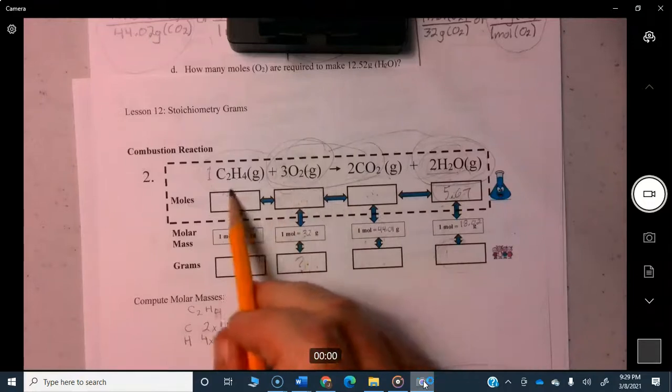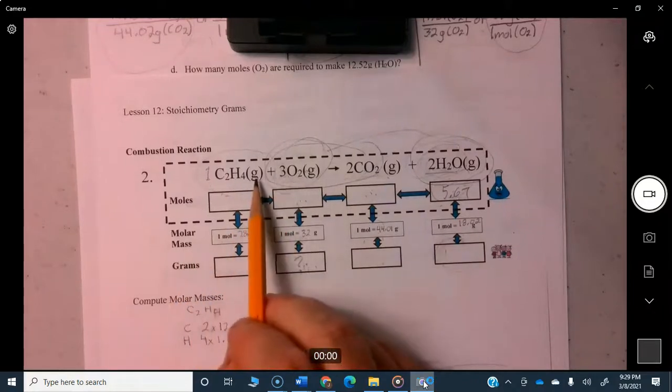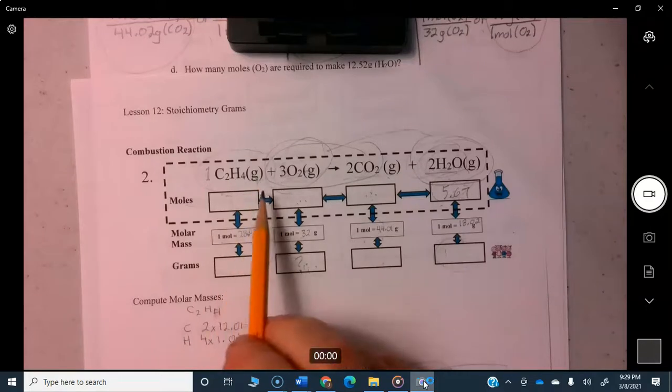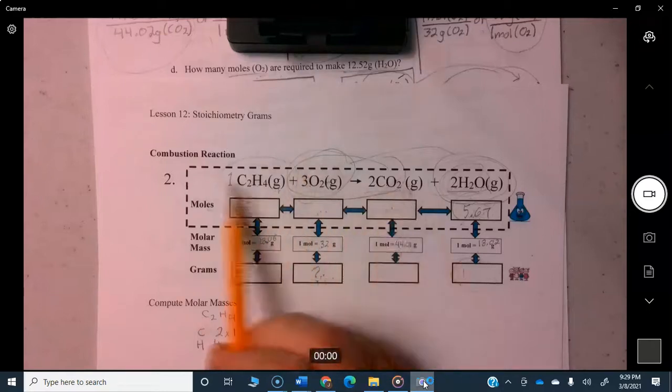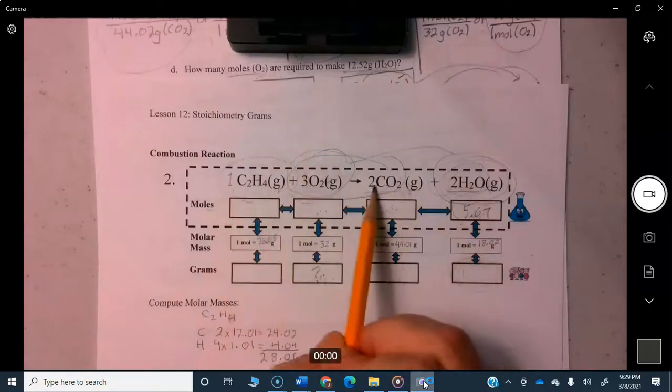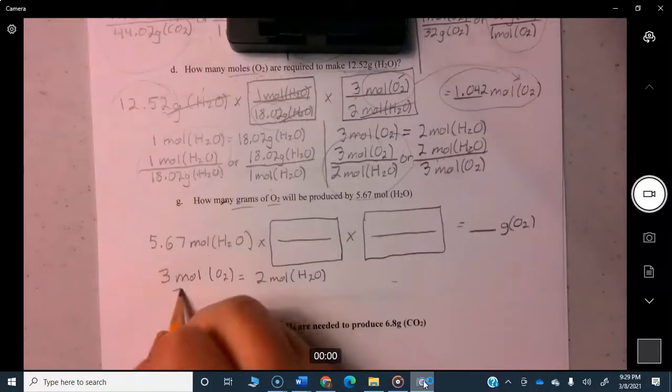Oxygen is always a gas. CH4 is always a gas. So it could be an L for liquid, an S for solid, or an AQ for aqueous. We'll get to that one when we deal with solutions, okay? So this does not mean grams. Up here these numbers are dealing in moles. All right, so we're going to write our ratios now.